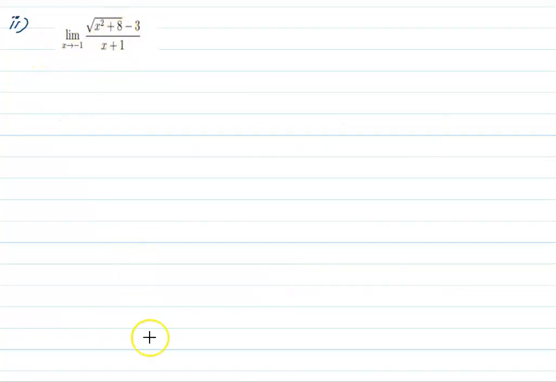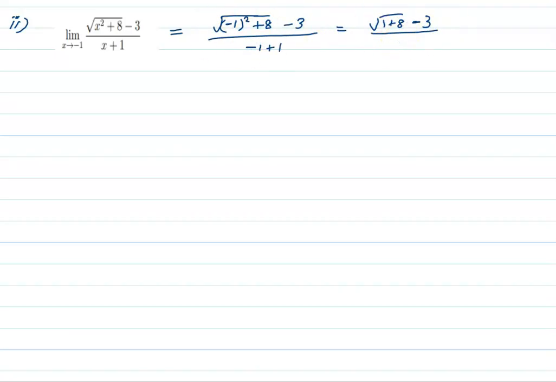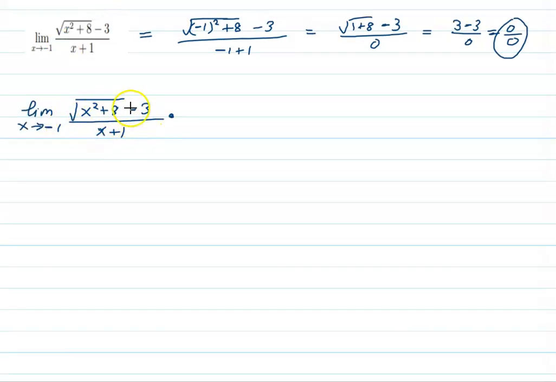This is another example of the rationalizing technique. Here we see that if we plug in the limit directly, x is -1, at last we get the indeterminate form. That means we have to simplify this expression using the rationalizing technique, because this has the square root part in it. To rationalize this expression, we just multiply the numerator and denominator with its conjugate.